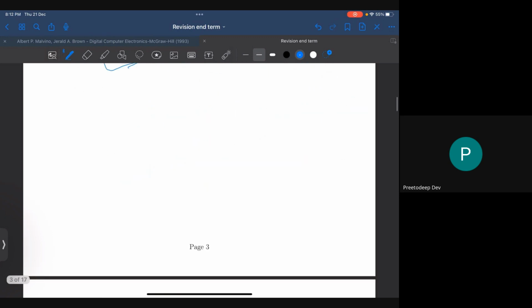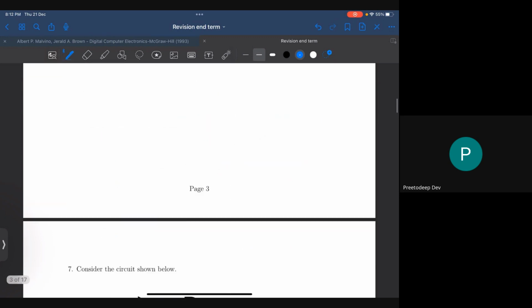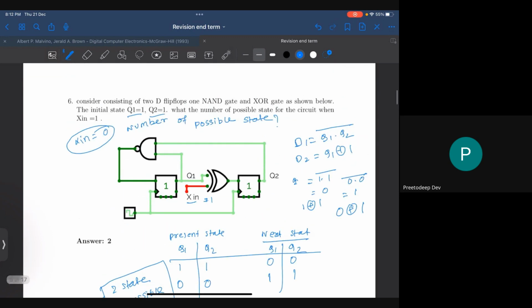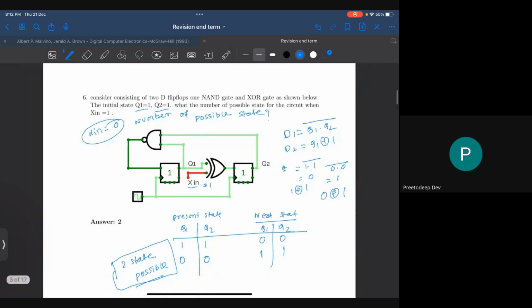Sir, before we move on to the next question, just one doubt. In general, for these circuit type questions, we are not to look at the color of the wires, right? They don't mean anything as such in the exam. Yeah, we will not look at the color of the wires. Okay.